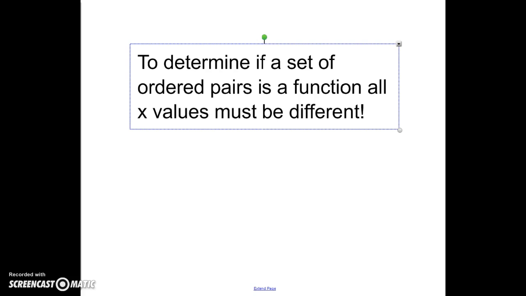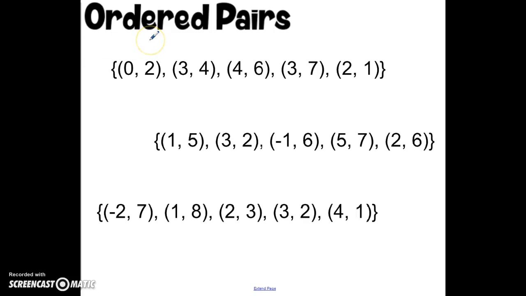To determine if a set of ordered pairs is a function, all x values must be different. So with my first set, I have a 3 here and a 3 here. That makes this not a function. My second set, 1, 3, -1, 5, 2. Those are all different, so it is a function. My third set, -2, 1, 2, 3, 4. All different. That's a function as well.